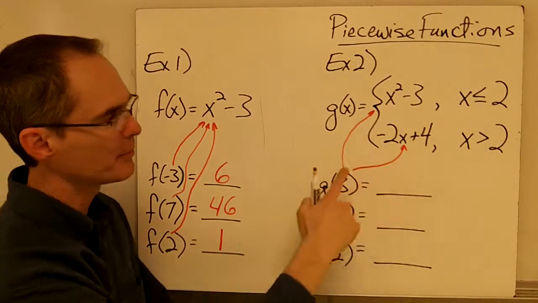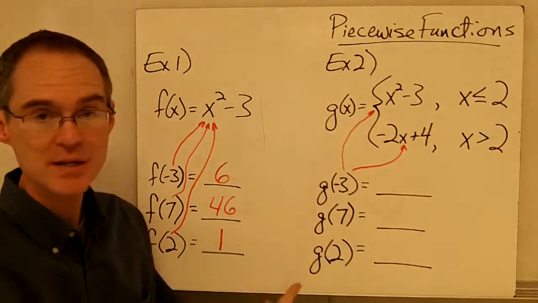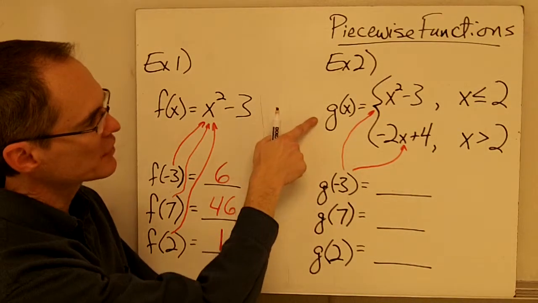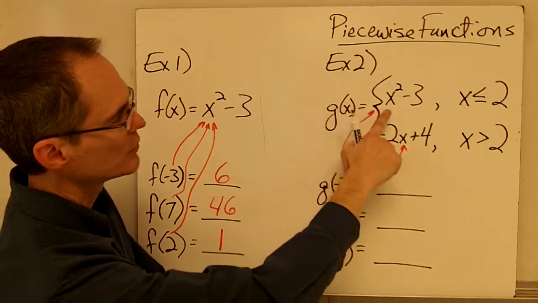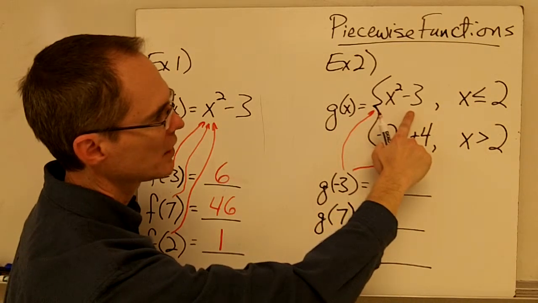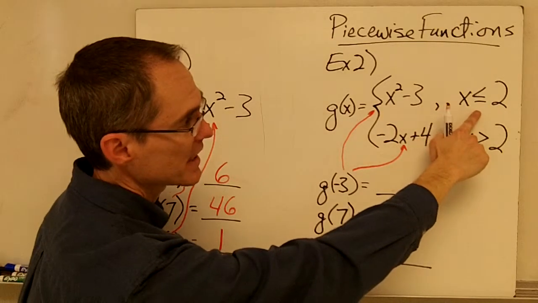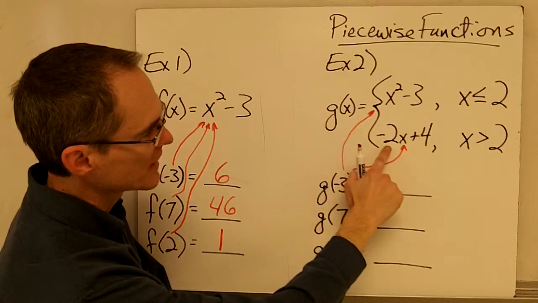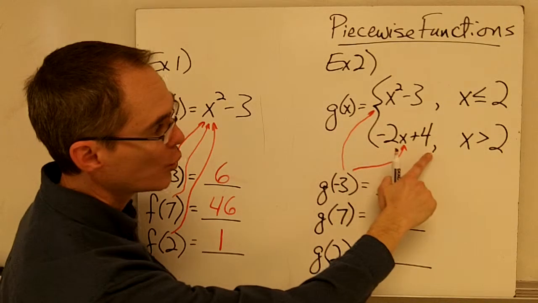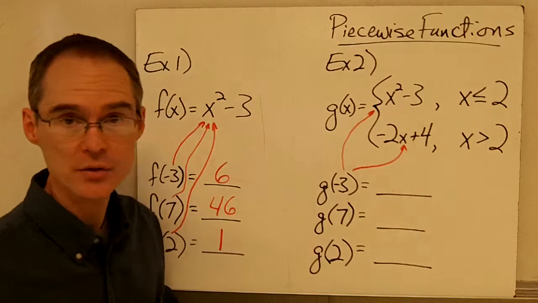And here's where the piecewise part of this piecewise function comes in. The way you would read this function is: g of x equals x squared minus 3 when x is less than or equal to 2, and g of x equals negative 2x plus 4 when x is greater than 2.